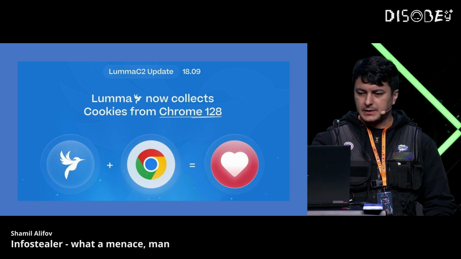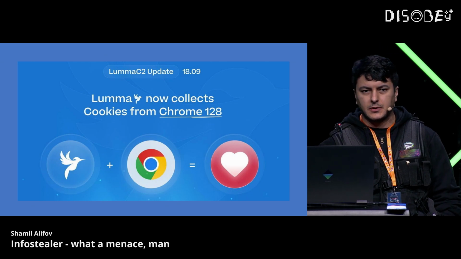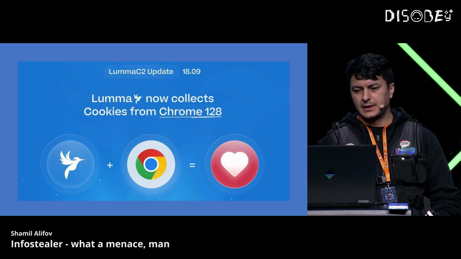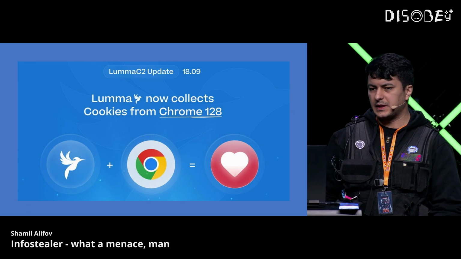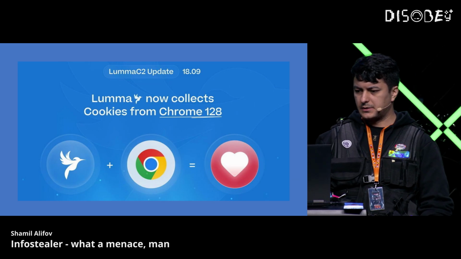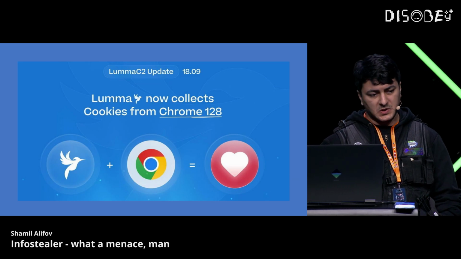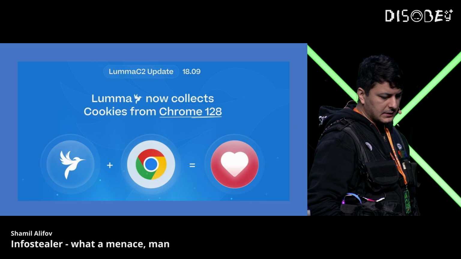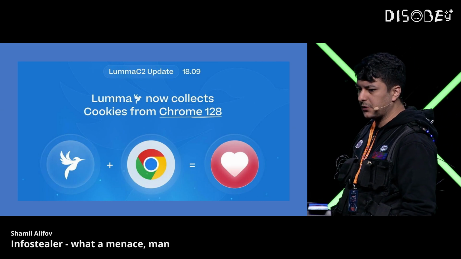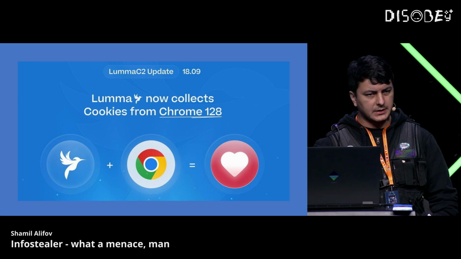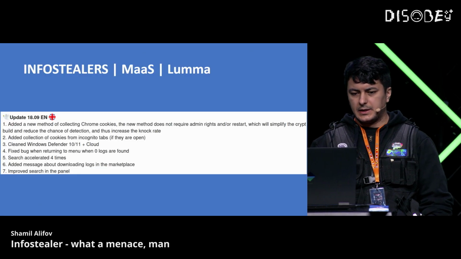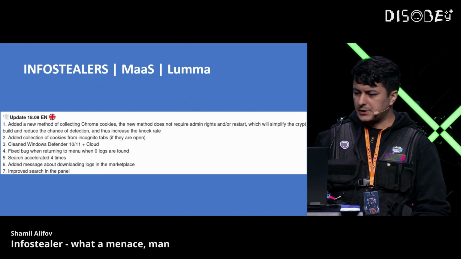This is just an old screenshot from the 18th of September last year. What I liked, there was this update in Google Chrome where they updated how they encrypt their cookies. It created a bit of problems for the infostealers because they rely on that, and pretty soon Luma, followed by other infostealers, solved the issue by bypassing the encryption.